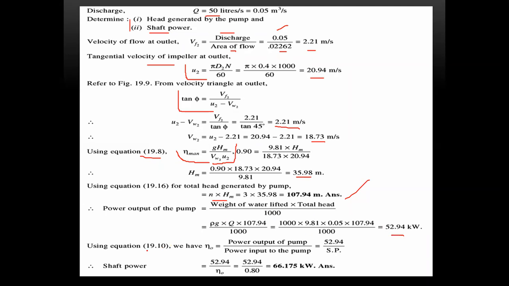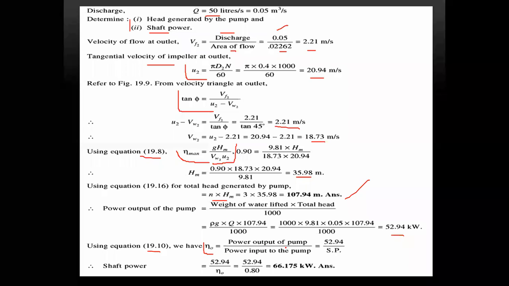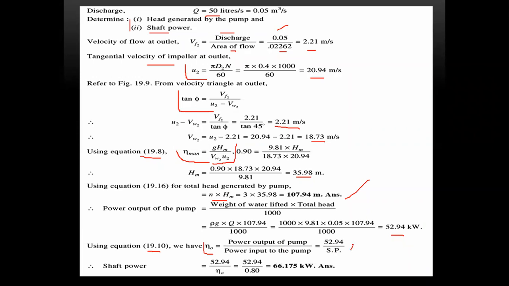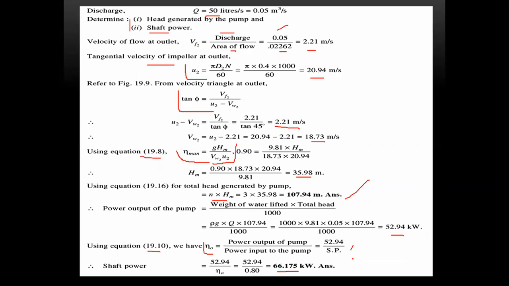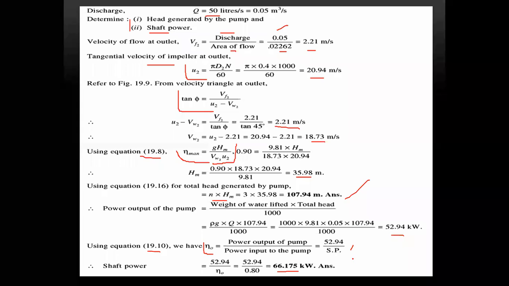Now by using the equation, overall efficiency is equal to power output of the pump divided by power input of the pump, that is this by shaft power. Therefore shaft power is equal to 52.94 divided by 0.80, that is 66.175 kilowatts. That is the answer. If you work like this, you get 14 marks. Even if you don't write it fully, by putting minimum formulas and working through, you'll get minimum 6 or 7 marks.